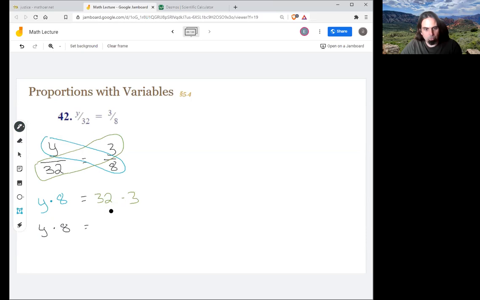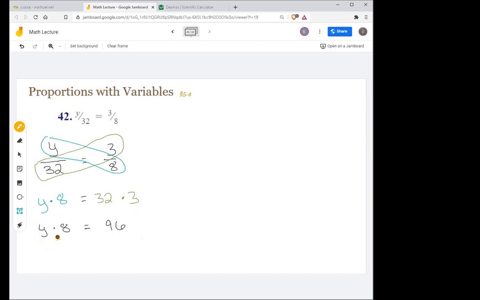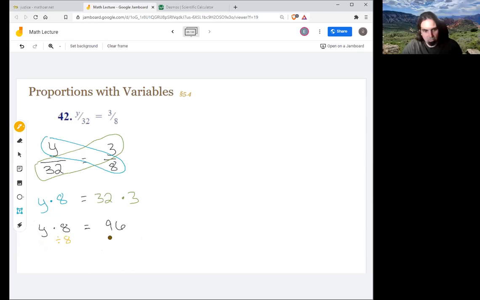So 32 times 3, that'll be 96. Now I have the one-step equation, like Sequoia introduced. Y times something equals something else. So how do I get that y by itself? Divide by 8. Opposite of times 8 is divided by 8.